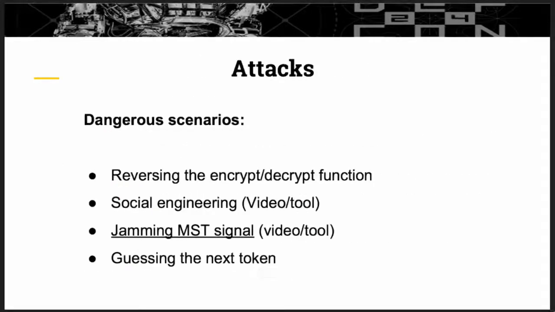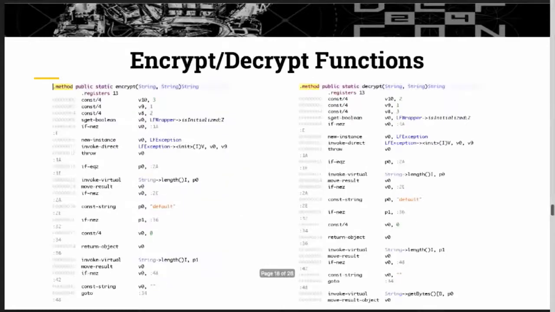So, let's go to the interesting part. Dangerous scenarios. We're going to talk about reversing the encrypt and decrypt function, social engineering, jamming MST signals, and guessing the next token. When an attacker is able to decrypt, to reverse these functions, he will be able to get, I think, almost the information for all the encryption function because they use it for many methods.